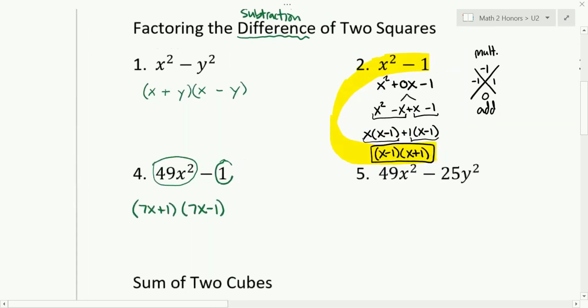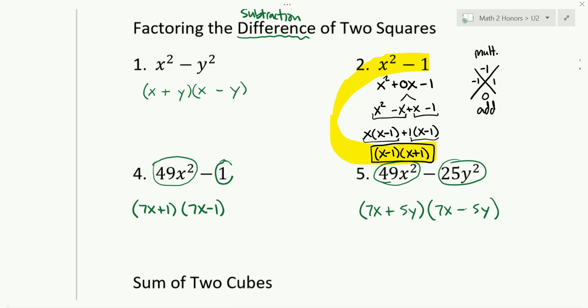How about number 5? Is that a difference of two squares? Okay, so what times what is 49x squared? 7x times 7x. What times what is 25y squared? 5y times 5y. And one with a plus sign, one with a minus sign. So this is a shortcut. Shortcuts don't show you why. And so whenever you use a shortcut, make sure you're allowed to use it.